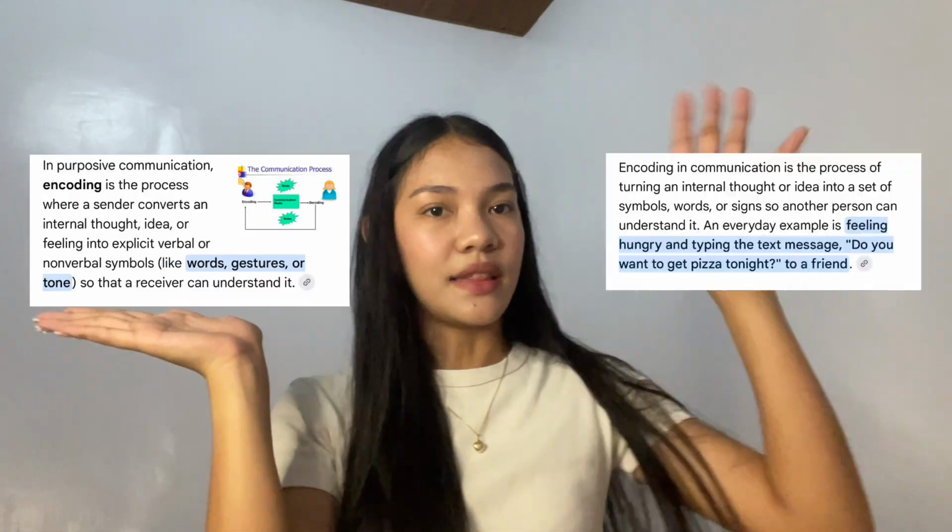So let's proceed to understanding communication. We have 3 steps to understand communication. First is encoding, the second one is decoding, and the last one is feedback. So first we have encoding. Encoding means turning our thoughts into a message. So here are some examples of encoding, here and here. So that's the encoding.